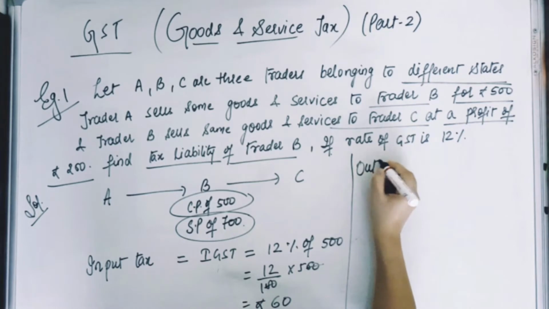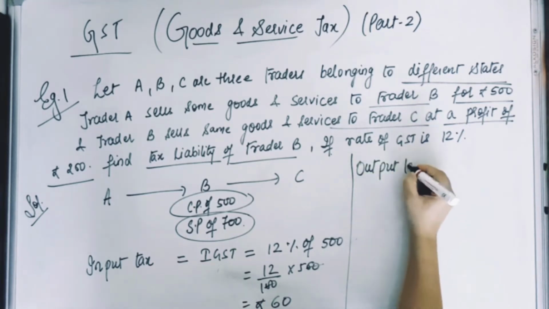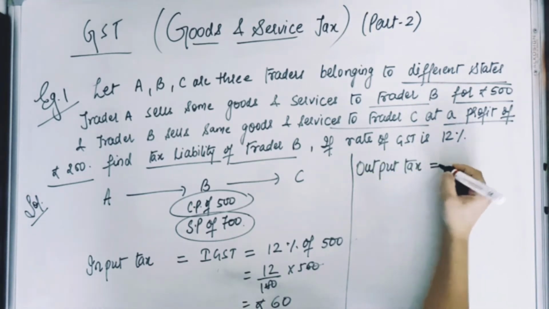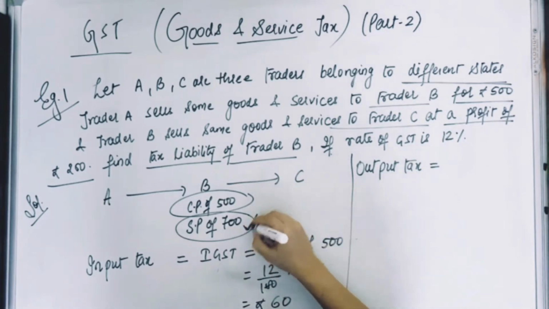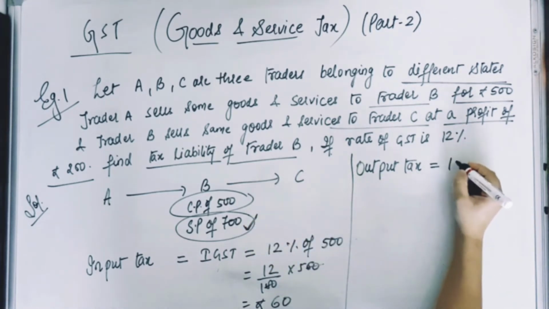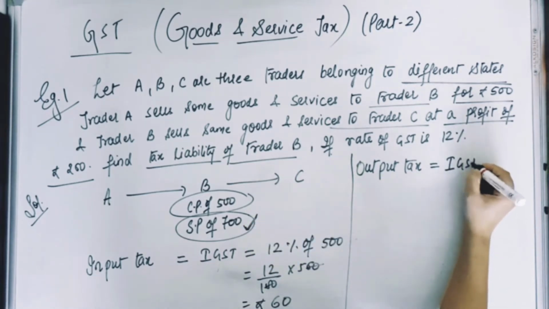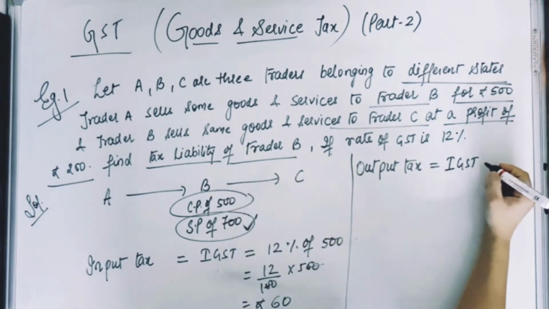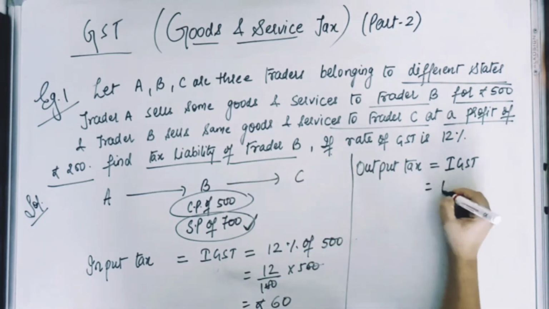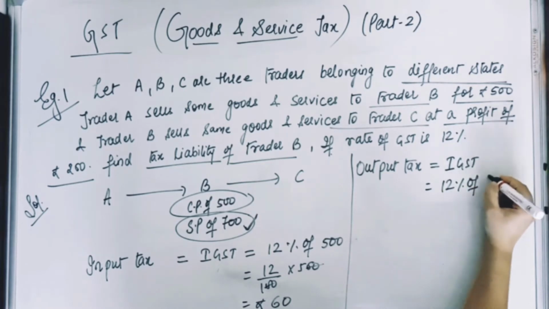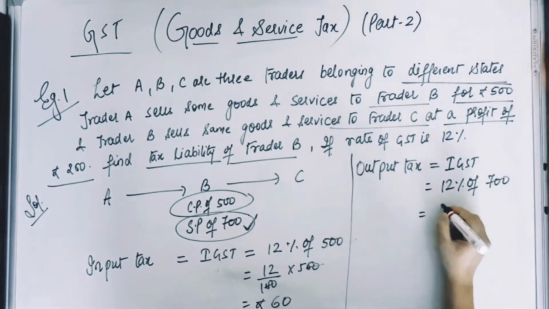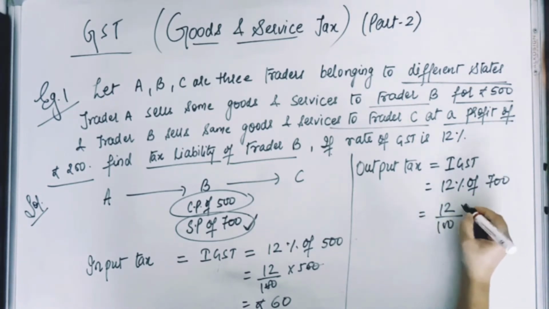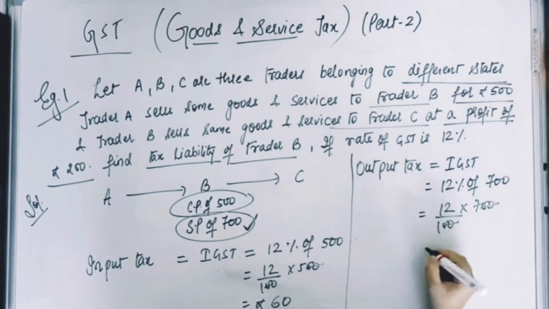Now output tax which he has to pay now. Output tax will be calculated on selling price. This will also be IGST because it is a case of interstate. So IGST will be 12% of 700. So 12 by 100 into 700 is equal to rupees 84.